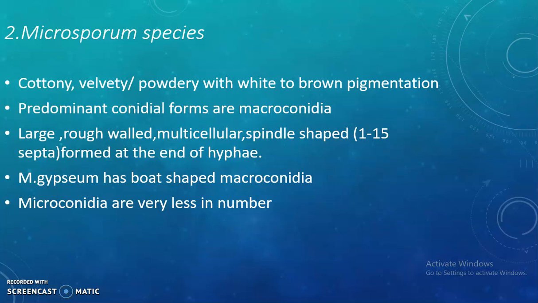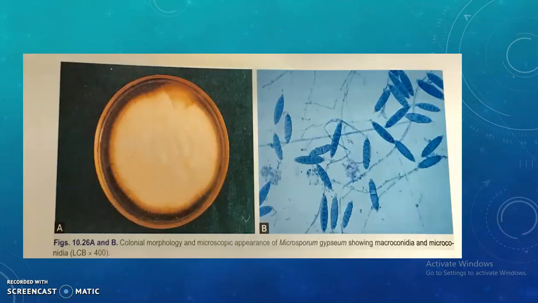Second one is Microsporum species, cottony, velvety or powdery with white to brown pigmentation. Predominant conidial forms are macroconidia. Large, rough-walled, multicellular, spindle-shaped macroconidia can be seen. We can see 1 to 15 septa and these macroconidia are formed at the end of the hyphae. Microsporum gypseum has boat-shaped macroconidia. Microconidia are very less in number. Here we can see Microsporum gypseum showing macroconidia and microconidia.